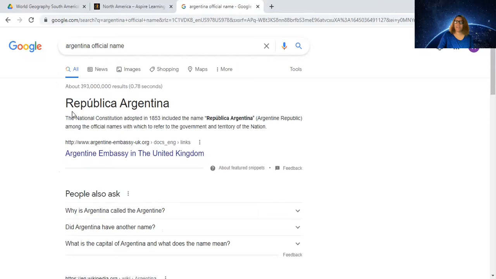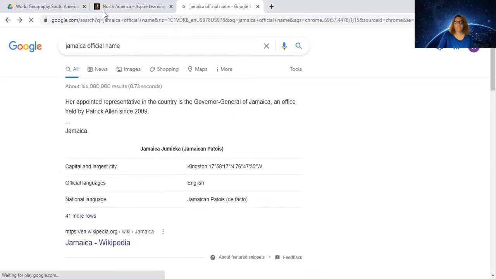And so you see how it shows up, República Argentina. So that is their official name. Now you can actually, you see right here, this is the English translation of it. So you can choose either one. So their official name is República Argentina, and that's in Spanish. So in English, it would be the Argentine Republic. So we found that very interesting. So that's one way you can check the official name.